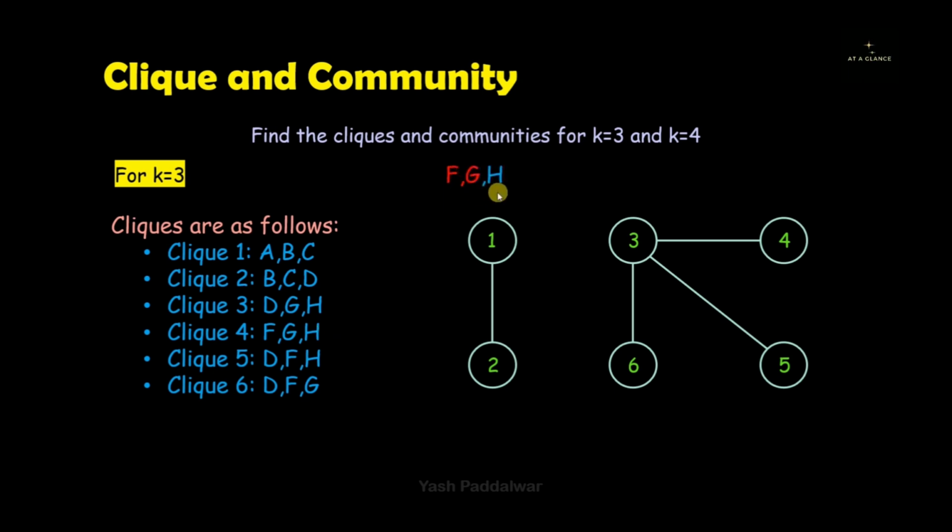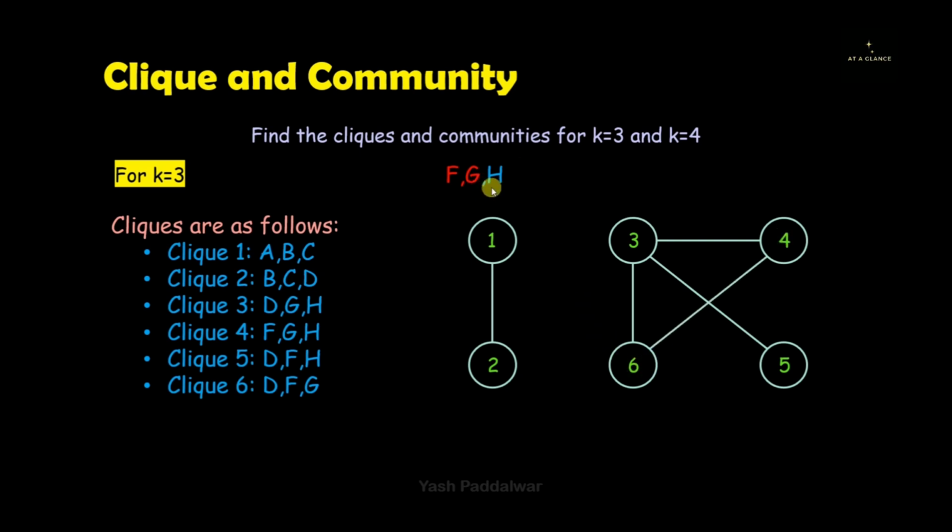Now let's move on to the nodes of clique 4, that is FGH. Let's look for the pair FG, whether FG is present in any of the other cliques. You can see clearly that in clique 6 we have the nodes FG present. Therefore, there will be a connection from clique 4 to clique 6.